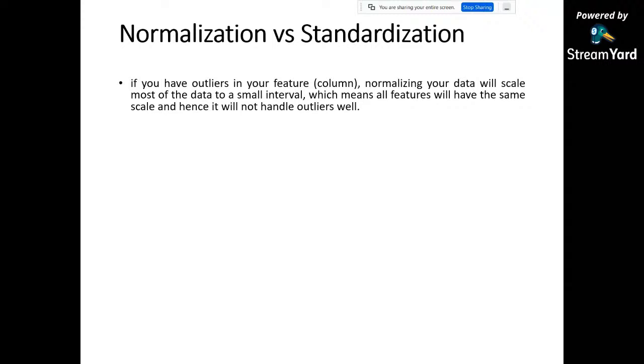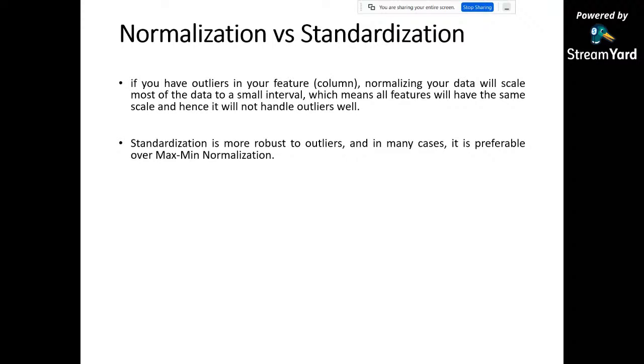Let's understand some more important points, like where to go for normalization and where to go for standardization. If you have outliers in your feature, normalizing your data will scale most of the data to a small interval, 0 to 1, which means all features will have the same scale, and hence it will not handle the outliers well. It will just ignore the outlier effect, and that's not desired. That's where standardization is more robust to outliers, and in many cases it is preferable to standardization rather than min-max normalization. So standardization is the more preferred choice compared to min-max normalization.